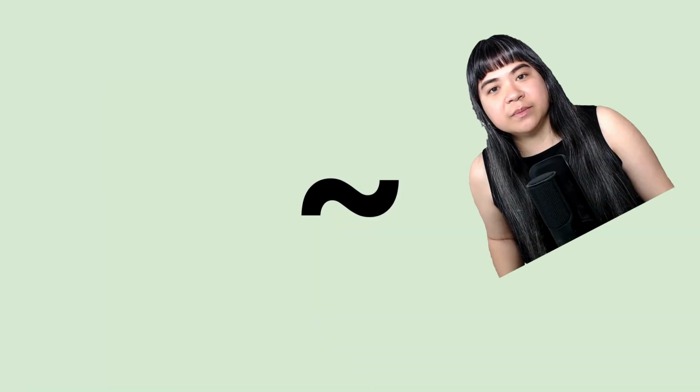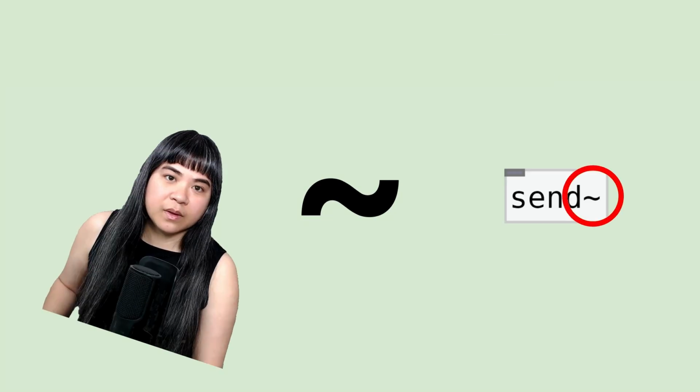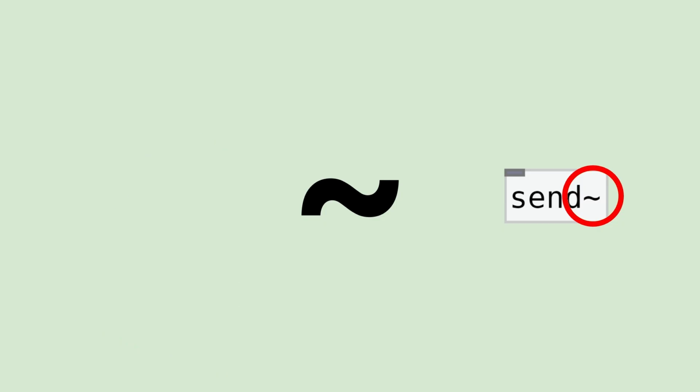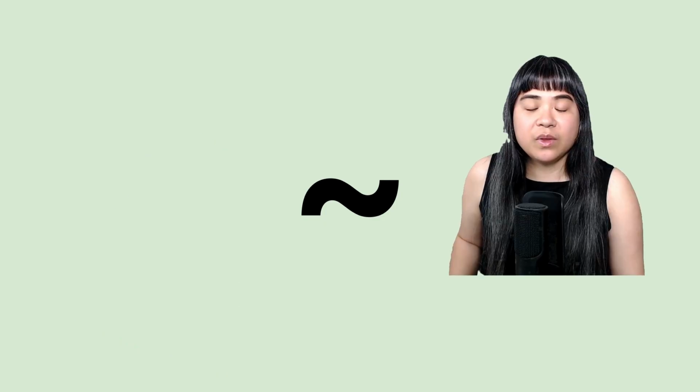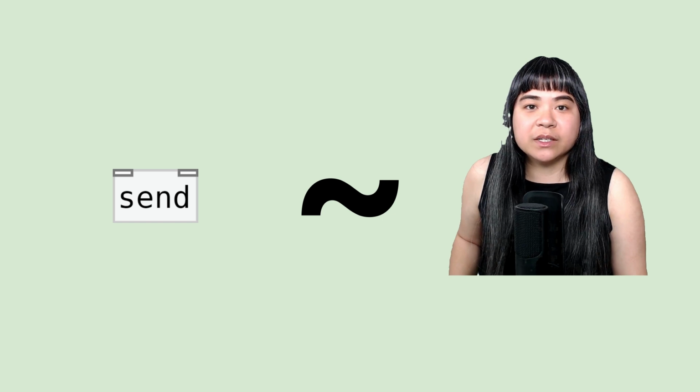The tilde symbol means audio signal. When the tilde symbol is present at the end of the object, it means we are working with audio signals. The tilde symbol is circled in red. When the tilde symbol is omitted, we are working mostly with messages and controls. Objects without the tilde symbol send controlled data messages such as numbers, symbols, lists, or bangs.